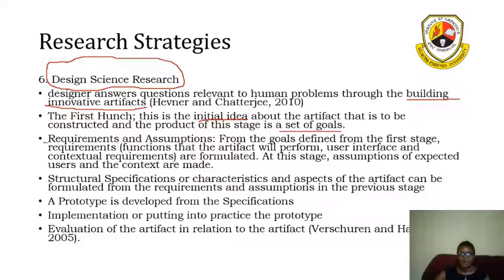Then we come up with the requirements and assumptions. From the goals, we define our requirements and assumptions. Then we come up with structure specifications or characteristics. This is the design process, the design part. Then you come up with your prototype, implement it, and evaluate. This is typically the process for IT and computer science students.